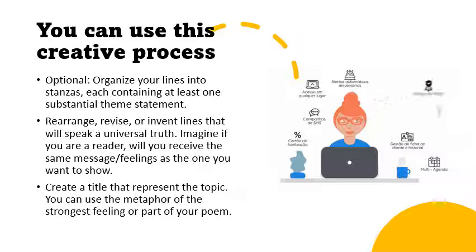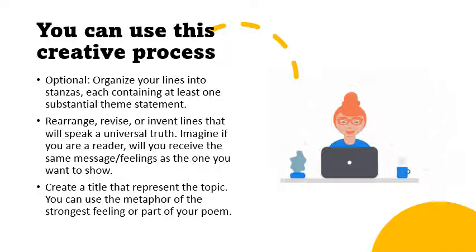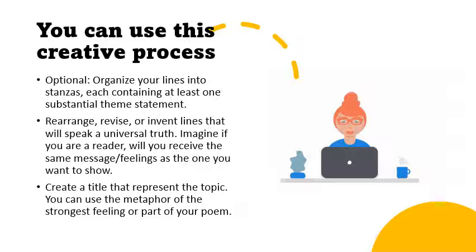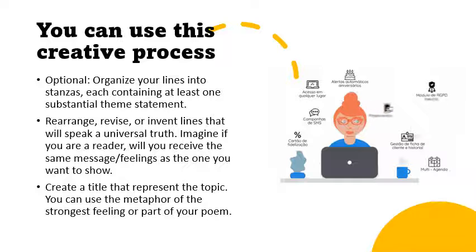Okay, and then the last thing that you can do is to create a title that represents the topic. Maybe some people create the title first, but usually the title comes last. You can use the metaphor or the strongest feeling of your poem as the title, so when people read the title, at least they can get the gist, or make a preliminary assumption of what the poem is.